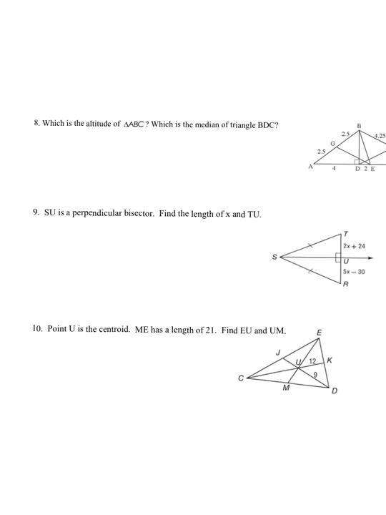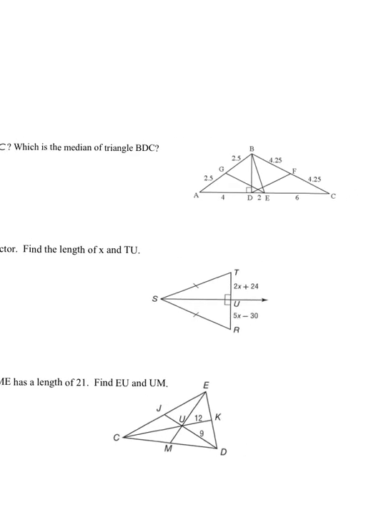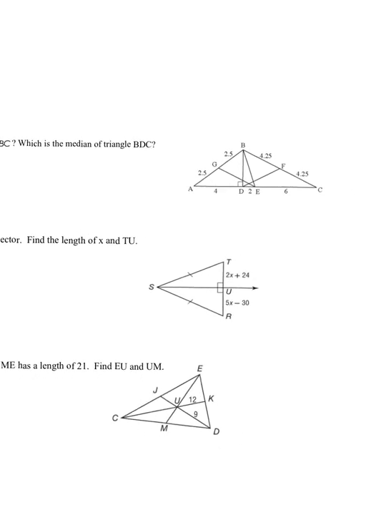What is the altitude of ABC? So altitude, like we said a second ago, goes from an angle to the opposite side perpendicularly. On here, what am I looking for? There we go. That would be right there, from B to D, right? It goes from a vertex, like we just talked about, to the opposite side perpendicularly.